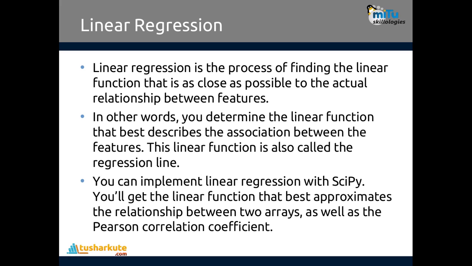Now let's see an example of linear regression here. Linear regression is the process of finding the linear function that is as close as possible to the actual relationship between features. We have already seen this concept as the first example of machine learning, so it's very easy for us to identify here. In other words, we determine the linear function that best describes the association between the features. This linear function is also called a regression line, and we can implement it with the help of SciPy. We'll get the linear function that best approximates the relationship between two arrays, as well as the Pearson correlation coefficients.